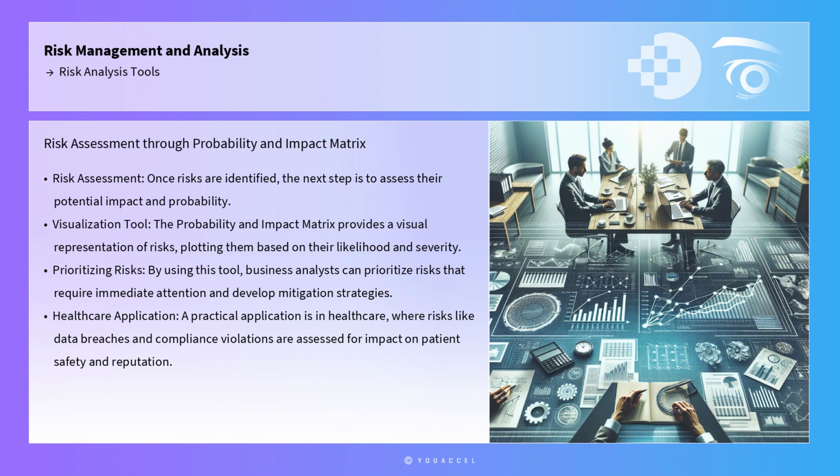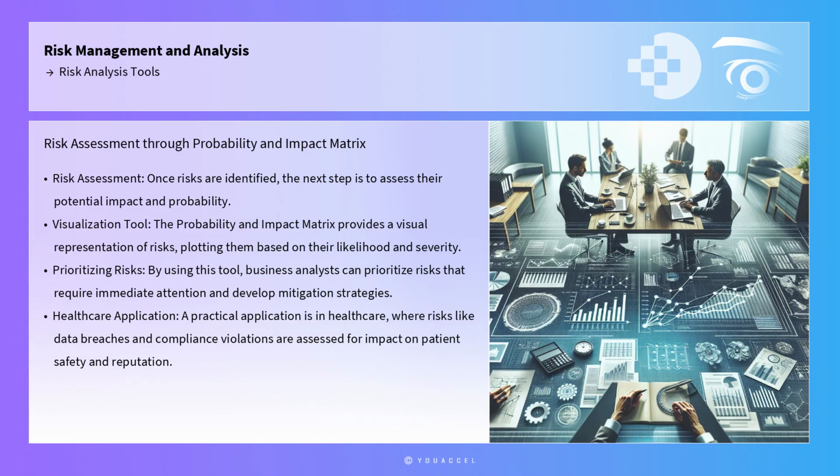Once risks are identified, the next step is to assess their potential impact and probability. The probability and impact matrix is a widely used tool for this purpose. This matrix provides a visual representation of risks, plotting them based on their likelihood of occurrence and the severity of their impact. By using this tool, business analysts can prioritize risks that require immediate attention and develop mitigation strategies accordingly.